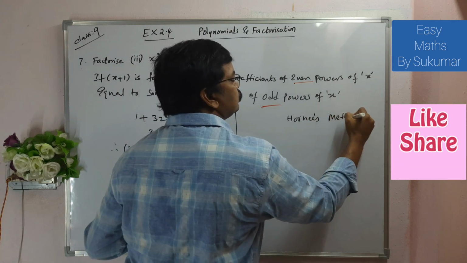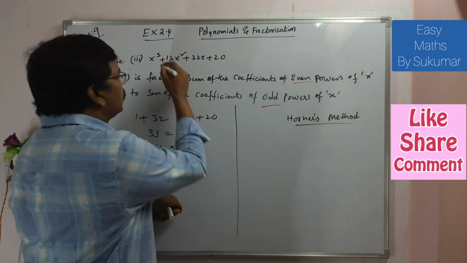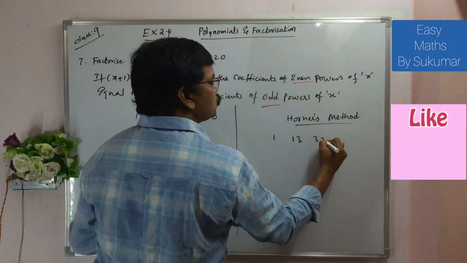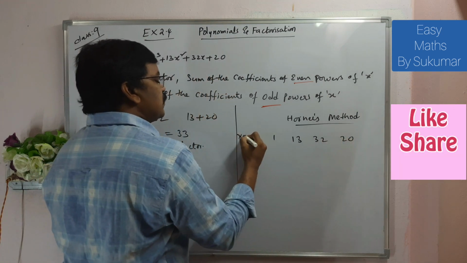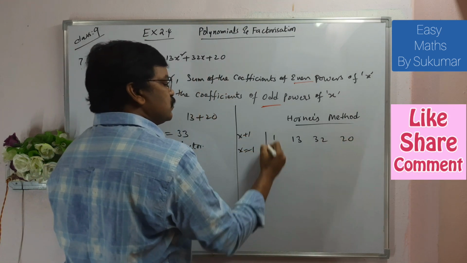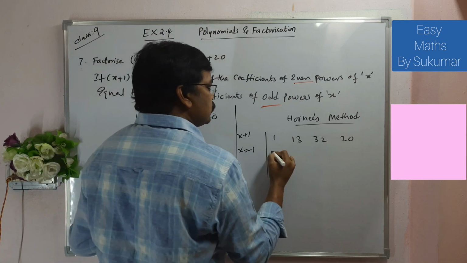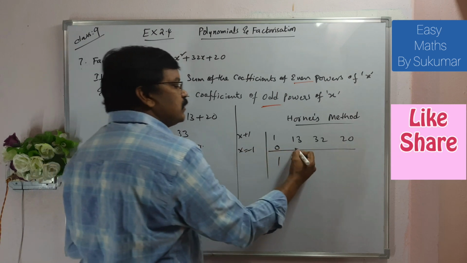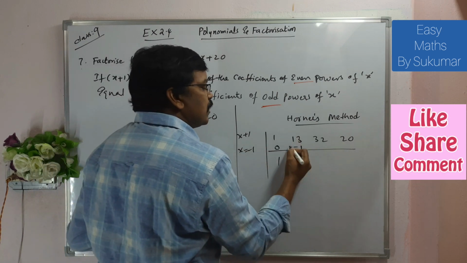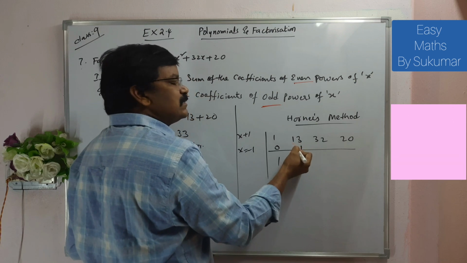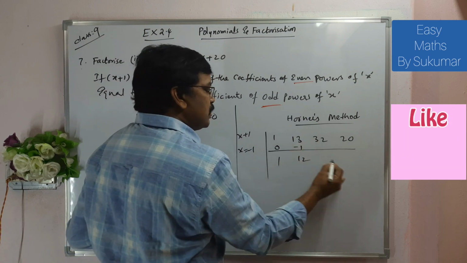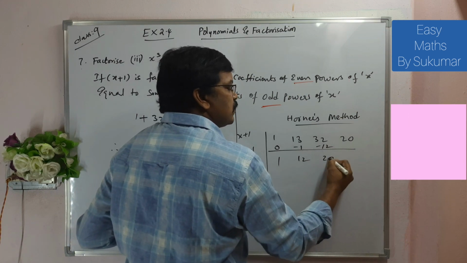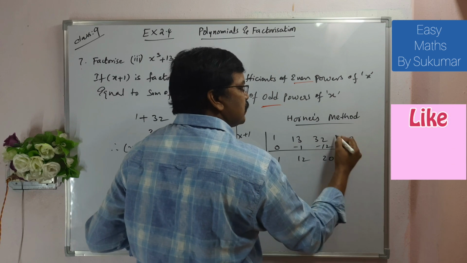Take the coefficients of the given polynomial: 1, 13, 32, 20. Since x plus 1 is a factor, x is equal to minus 1. Put 0 here first. 1 plus 0 is 1. 1 into minus 1 is minus 1. 13 minus 1 is 12. 12 into minus 1 is minus 12. 32 minus 12 is 20. 20 into minus 1 is minus 20.